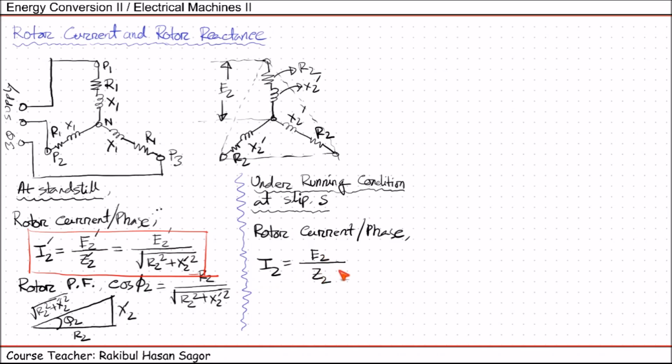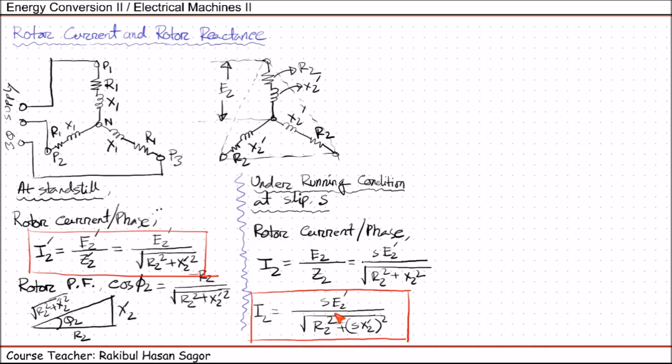So E2 should be divided by Z2, which can be written as S into E2 prime divided by root over R2 square plus X2 square. Again we can write S into E2 prime divided by root over R2 square plus X2 equal to S into X2 prime, whole square. So this is the current equation I2 under running condition.